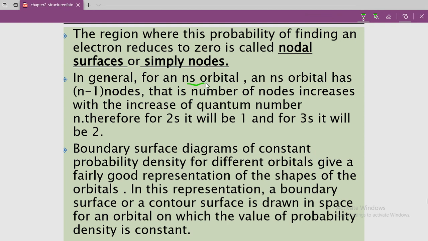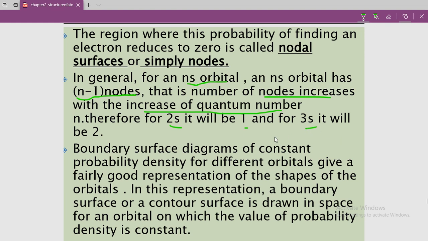And in general, for an ns orbital there are n minus 1 nodes, and the number of nodes increases with increasing quantum number n, the principal quantum number, as you know. Therefore, for the 1s orbital the value of n minus 1 is 0. It means there is no nodal surface. But for 2s there is 1, and for 3s there are 2.